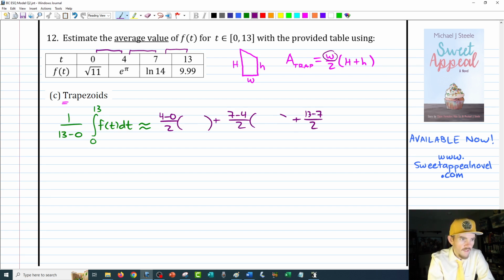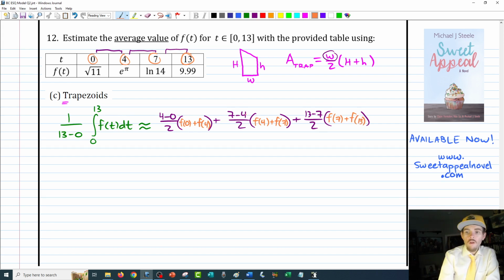Each of these then gets its own sum of 2 heights, left height and right height. To figure out what those are, we just look at each of the endpoints. So basically, we're going to use every single endpoint in the appropriate spot. For the first one, we're going to have f of 0 plus f of 4. For our second one, f of 4 plus f of 7. And then f of 7 plus f of 13.